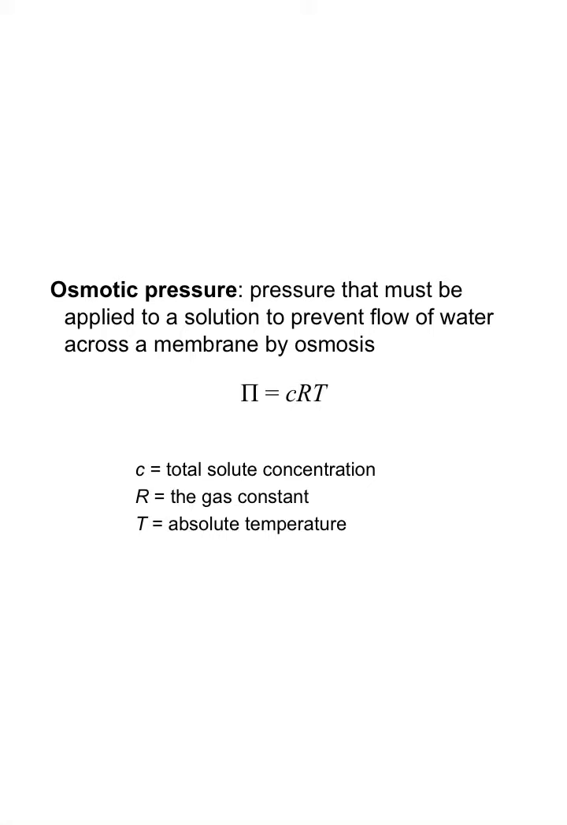Now, one formula that we use in AP Biology is the formula for osmotic pressure. Osmotic pressure is the pressure that must be applied to a solution to prevent the flow of water across a membrane by osmosis. This osmotic pressure is represented with this symbol here and can be calculated by multiplying the total solute concentration by the gas constant and the absolute temperature.